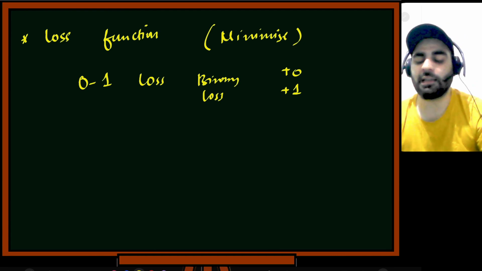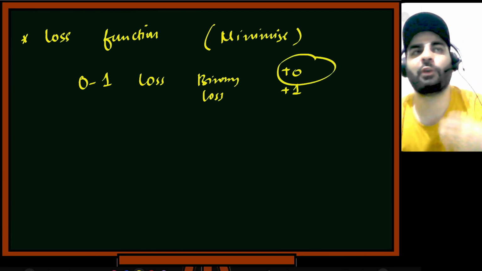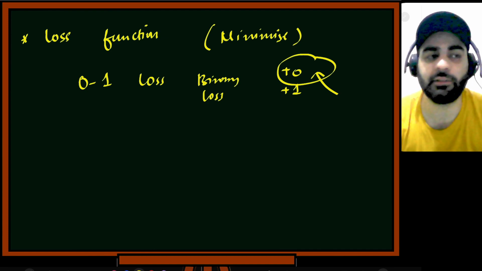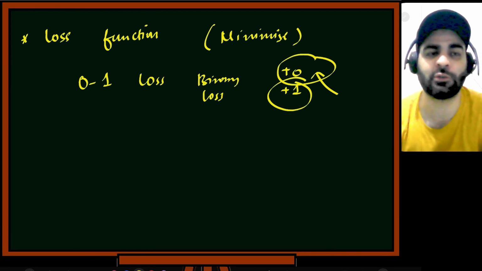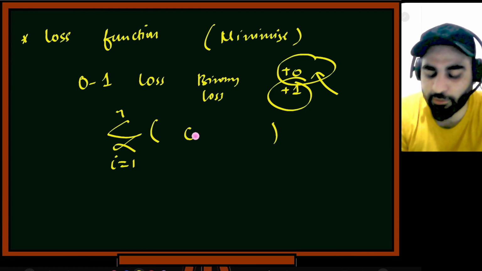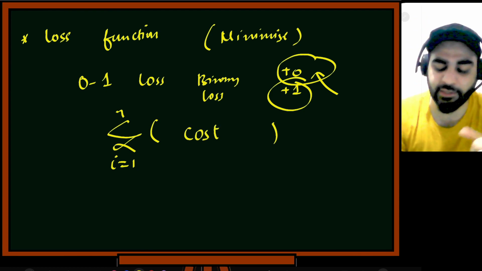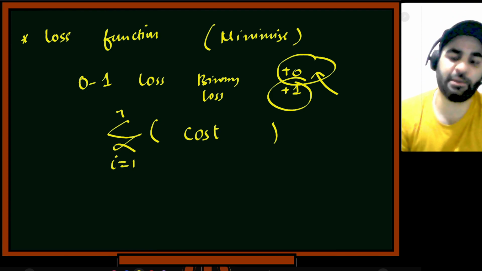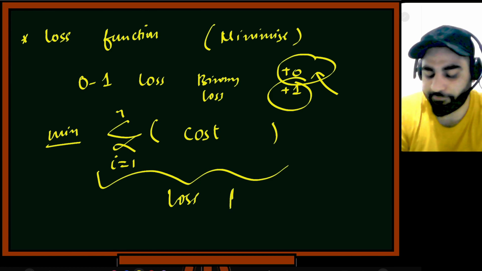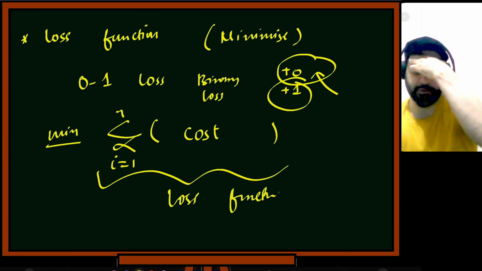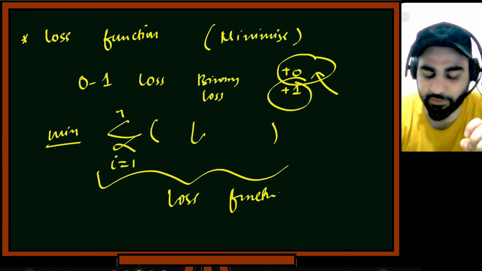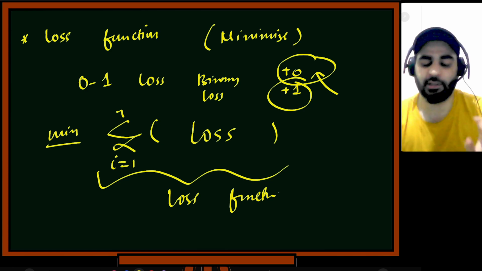So that was, if you have 0, it means you are not computing anything, you are not adding to the loss. But when you are making a misclassification, you are adding something to the loss function. So for all the points, i goes from 1 to n, you will see the cost. If it's a correct classification, you will add 0. If it's a misclassification, you will add 1, and you want to minimize this. This over here is called the loss function. You basically want to minimize your loss, which is sometimes also called cost.